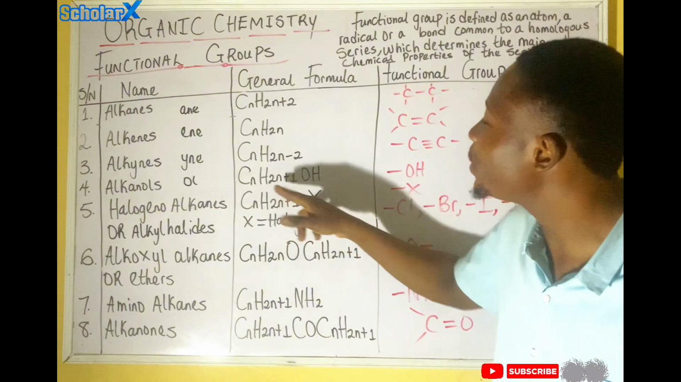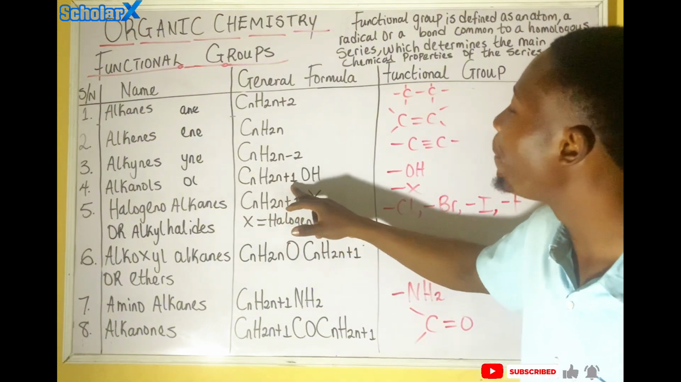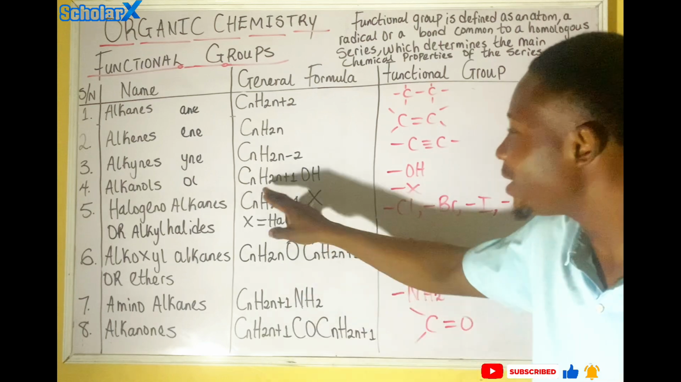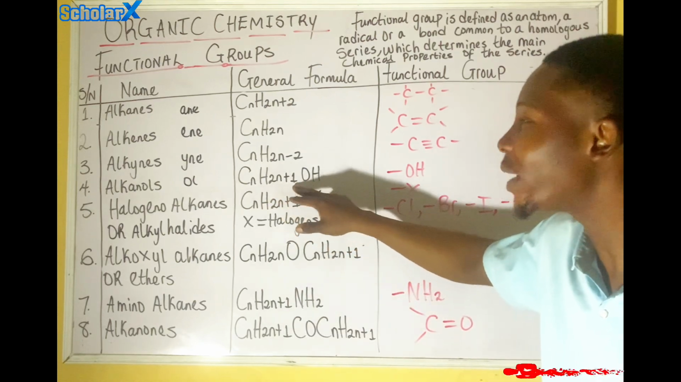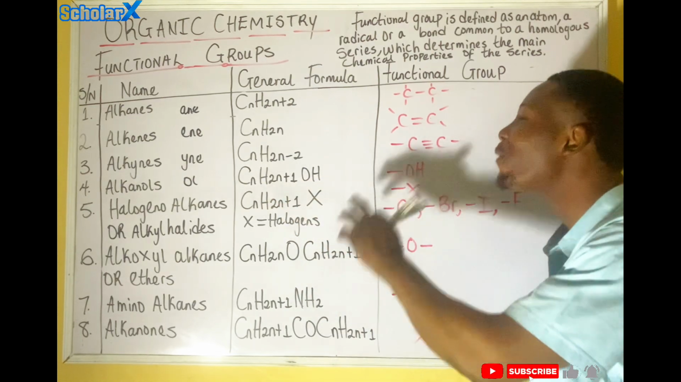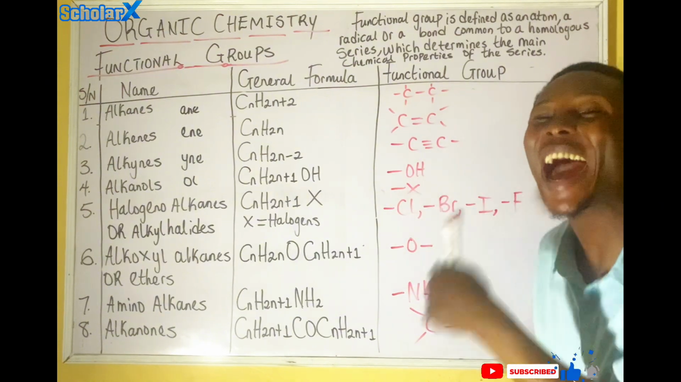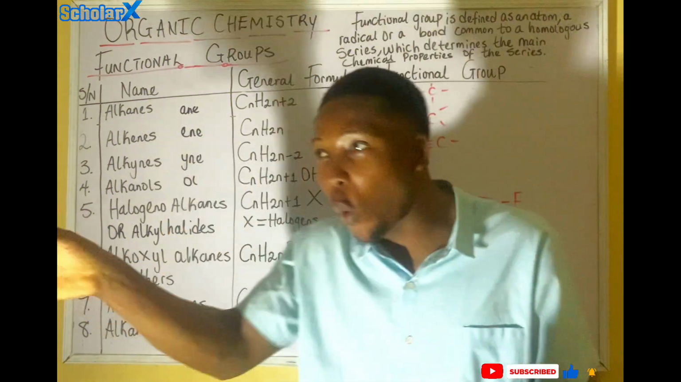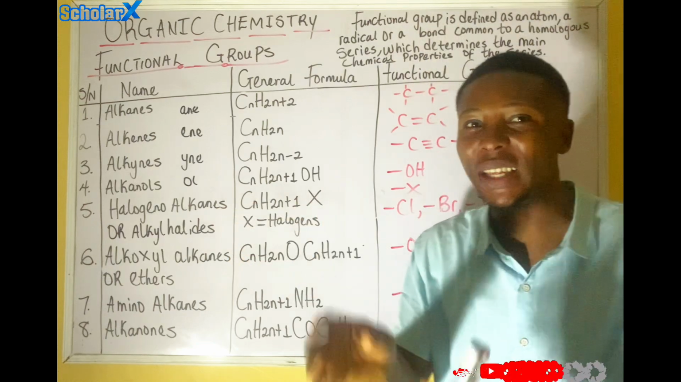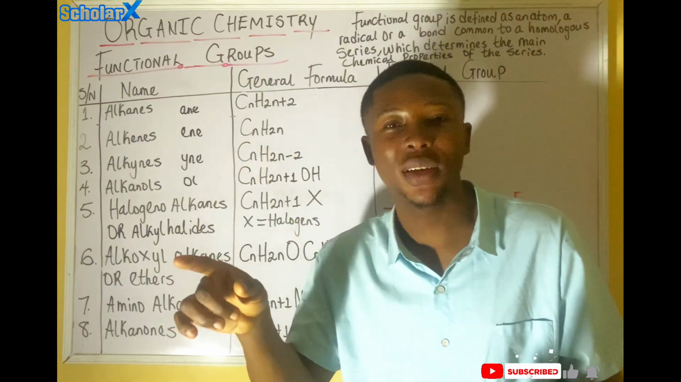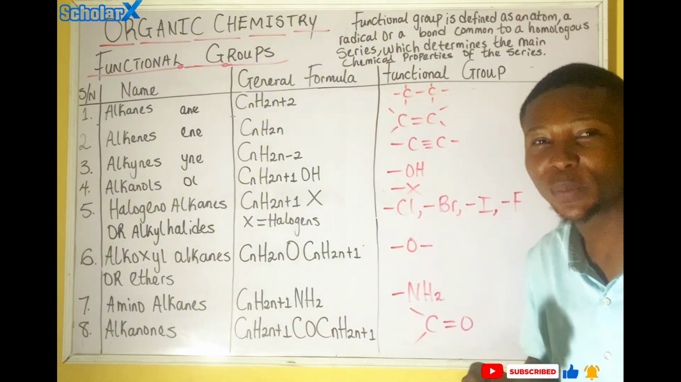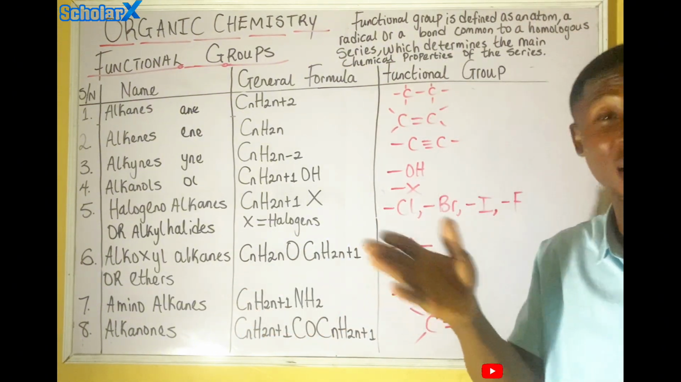Now the general formula is CnH2n+1OH. Their functional group is OH, which is the hydroxyl group. So a very good way of knowing that this falls under the alkanol family is when you see an OH, which is a hydroxyl group, just know that this is an alkanol. This falls under the alkanol family.